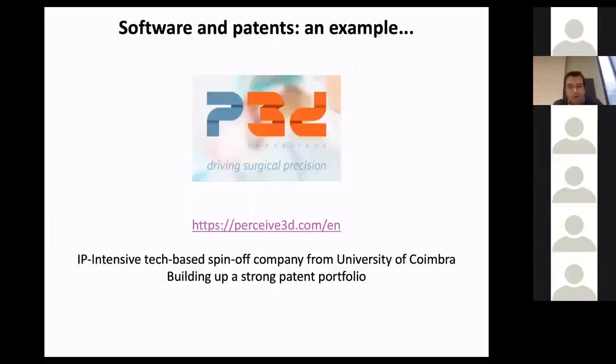And the solution is given by this company, which is called Perceive 3D. This is a spin-off company from our University of Coimbra that was created by a PhD from a full professor from our faculty. And it is an IP-intensive company because it is nowadays based in a very strong patent portfolio. That one was the first patent application that was applied by the university. And nowadays this company is developing their own patent applications by themselves.